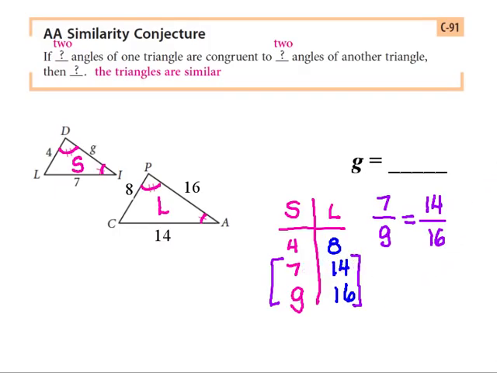Otherwise, what you could do now is cross multiply. I would cross multiply and take 7 times 16, which comes out to be 112. And that's going to equal the other side, which is 14G. If you divide both sides by 14, you end up getting G to equal 8. So let's go ahead and look at another one.